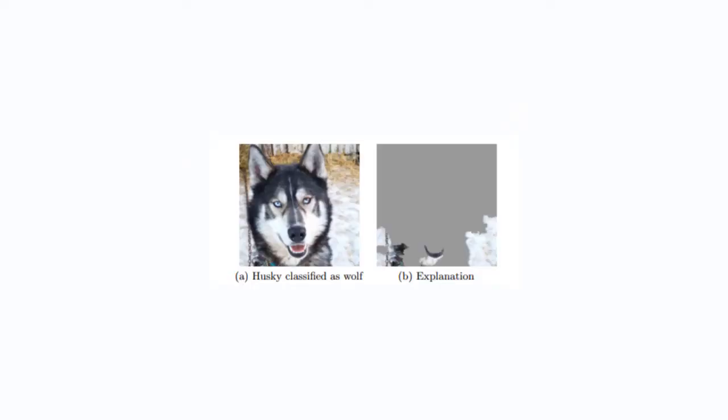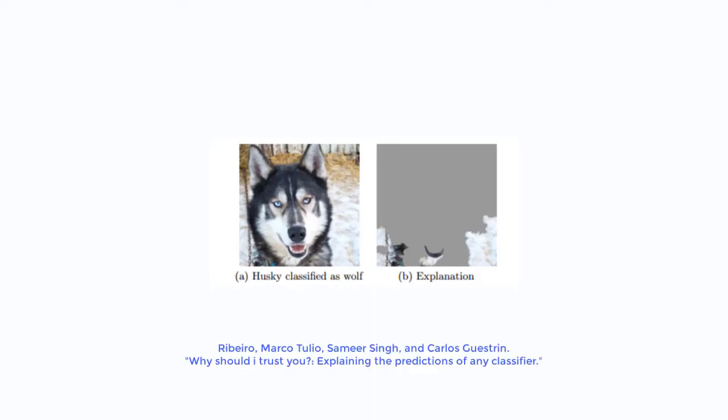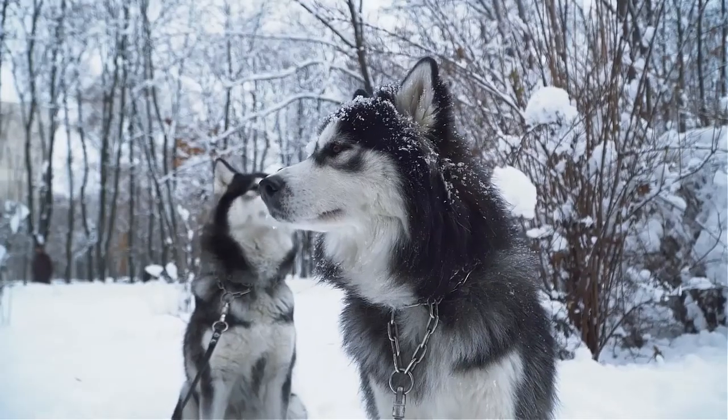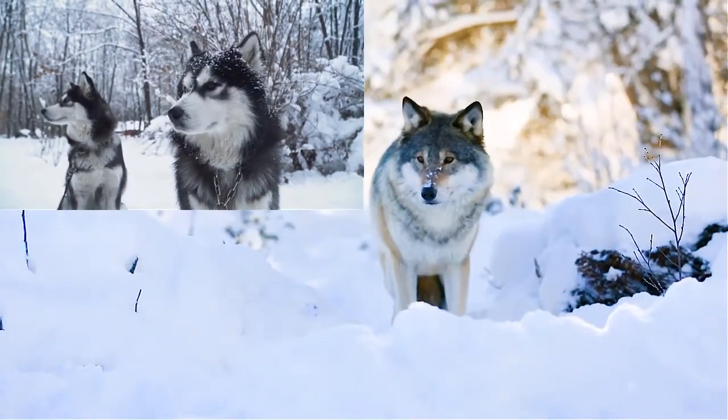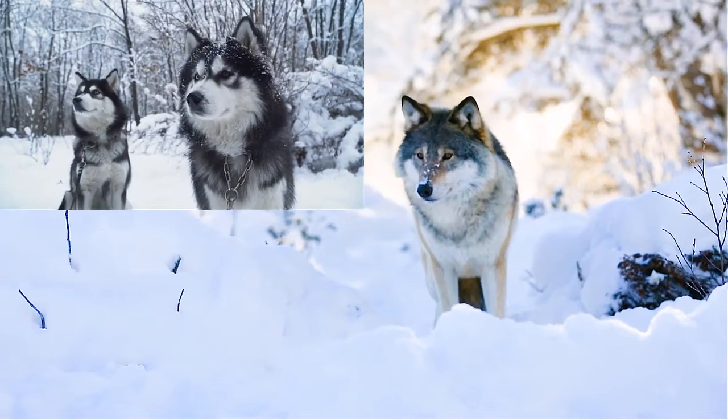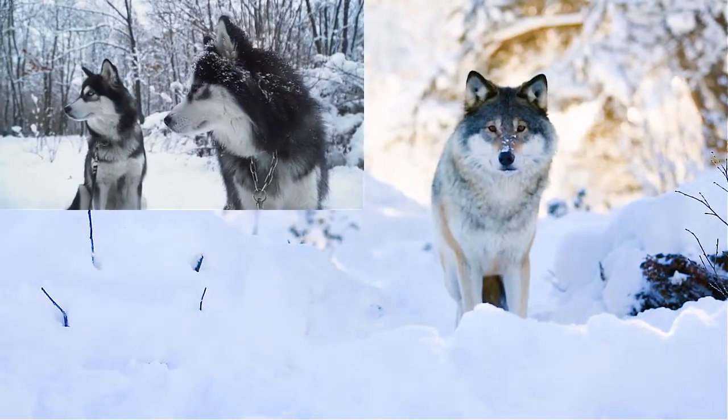If the majority of the training images of wolves consist of snow, then the computer might misclassify huskies as wolves because there is snow present in the background. Instead of learning the subtle differences between a husky and a wolf, the computer learns an undesired representation.